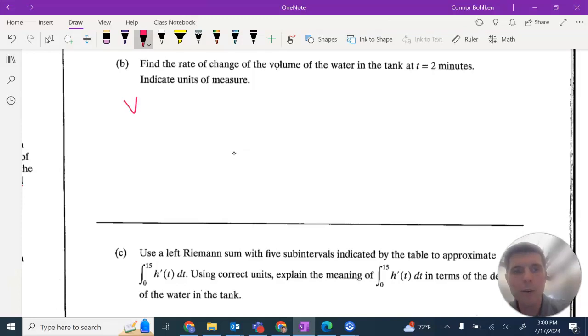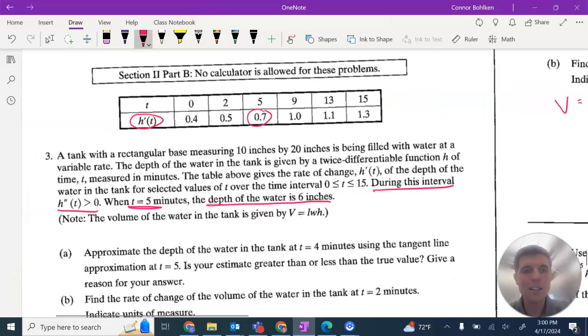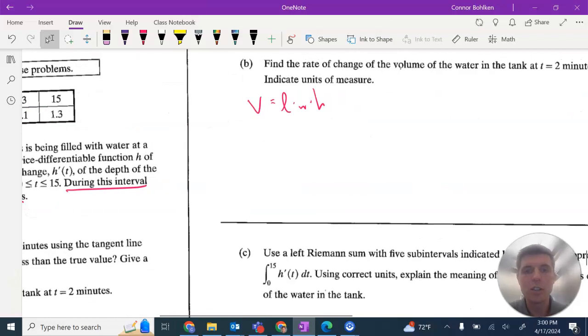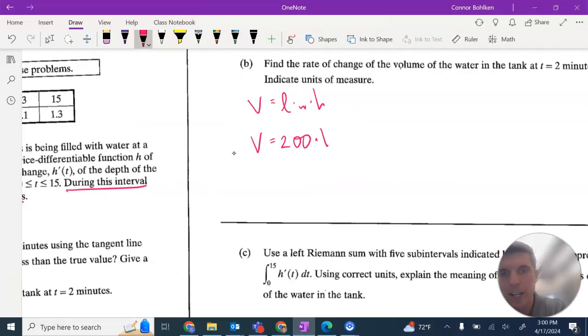Step 1, write an equation. Volume equals length times width times height. But in this case, length and width are actually always the same. So my tank is always 10 by 20, but the height is the only thing that's changing. So I'm going to rewrite this. My volume function is 200 times h.